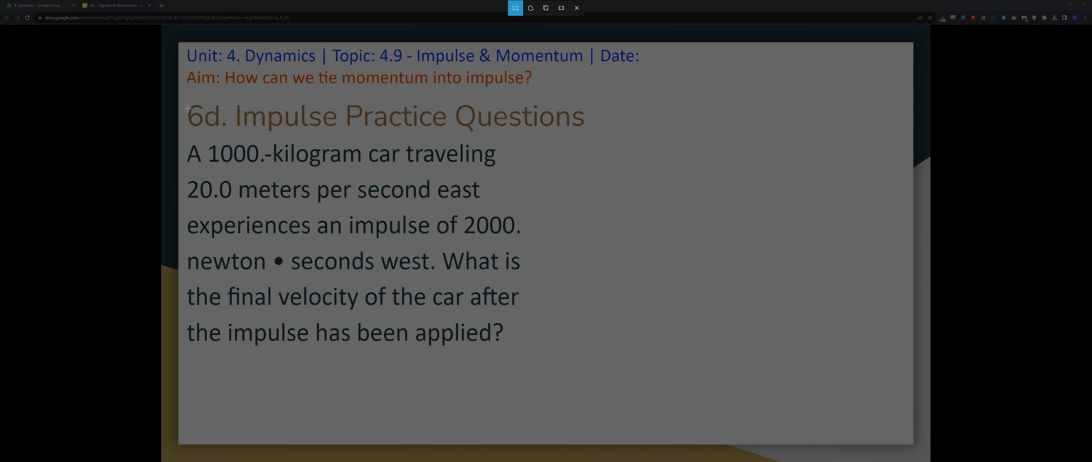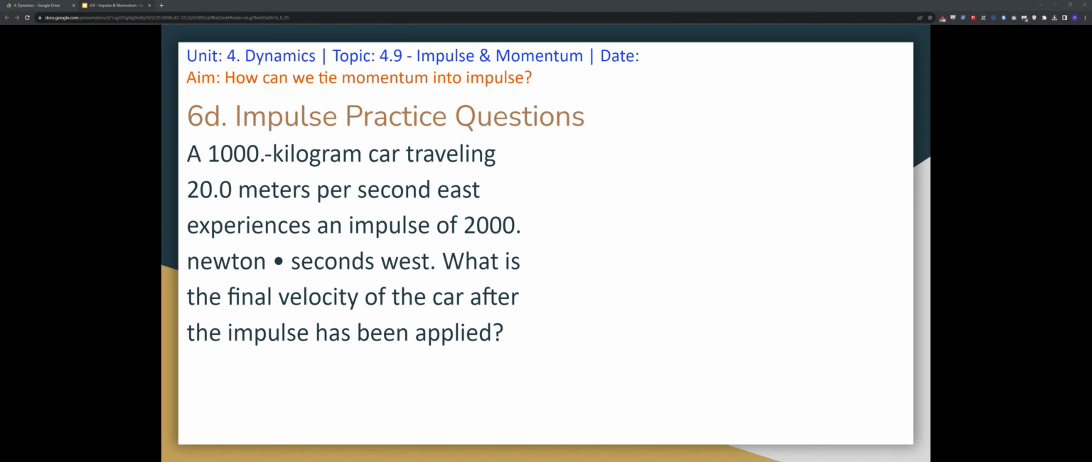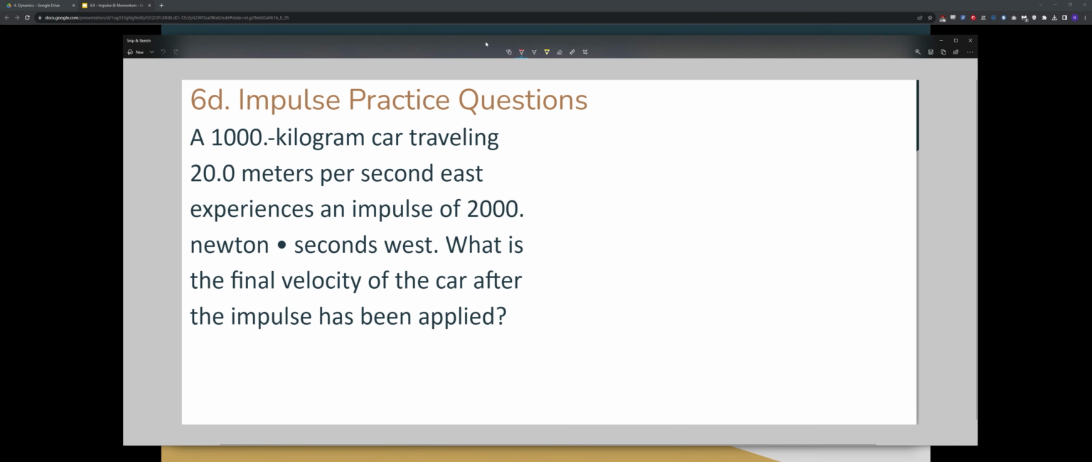Again, you can always just go back to the slides to review. Feel free to pause again if you want to do it yourself. This is mass. This is my initial velocity. This is my impulse. And it says here your impulse is westward, so your impulse is actually negative 2,000 Newton seconds. What is the final velocity?